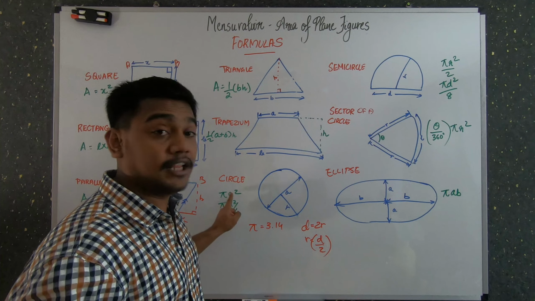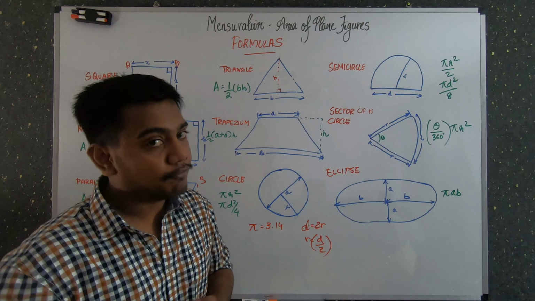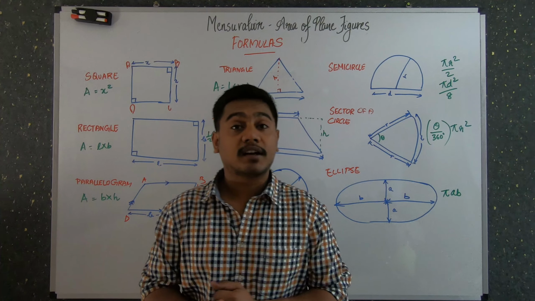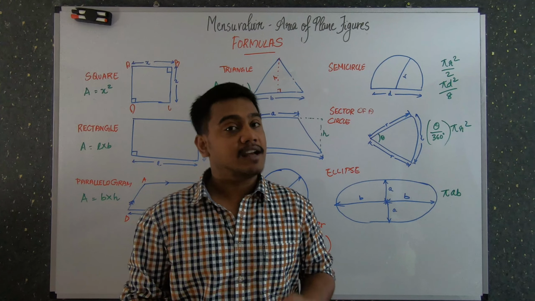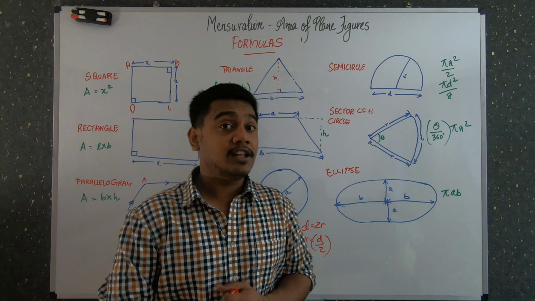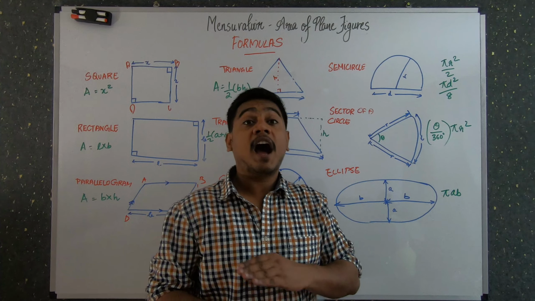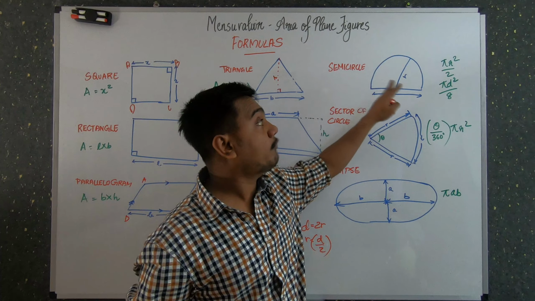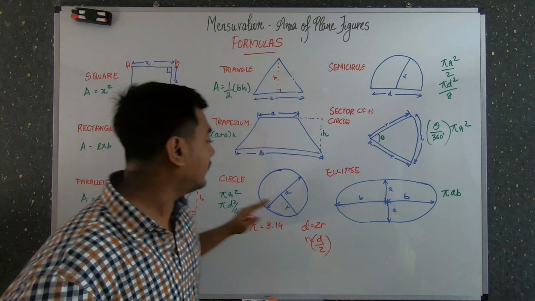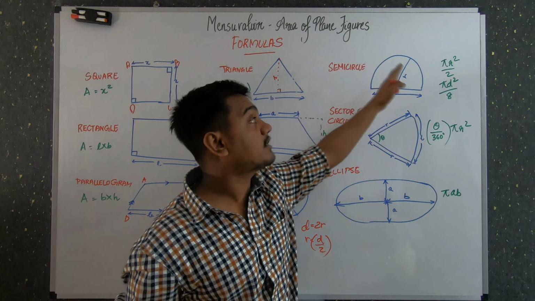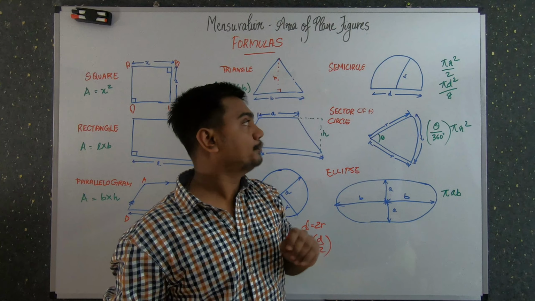Then you substitute your D by 2, what do you get? Pi D square by 4. So if you know D or R, you can easily find the area of a circle by just substituting for pi and R or pi and D in the equation. Semicircle is what actually? Semicircle is the half of a circle. So what you have to do, you just have to take half of the area of a circle, then you will get the semicircle. So the area of a semicircle is given by pi R square by 2.